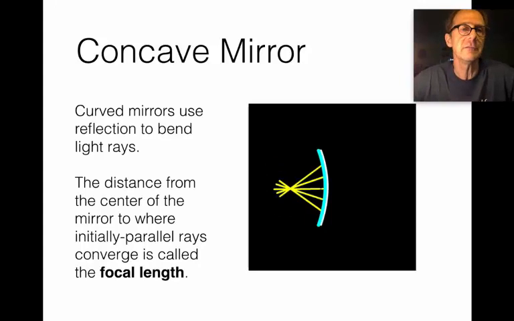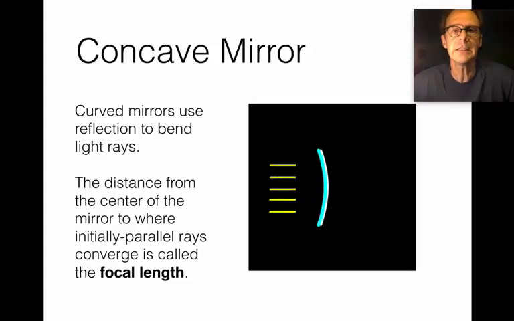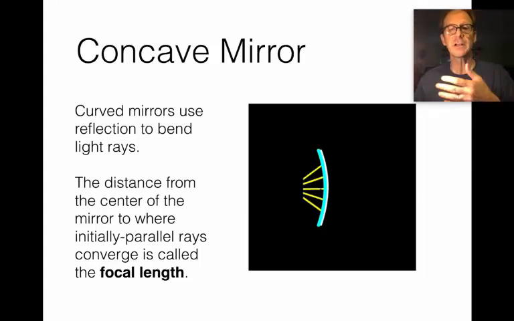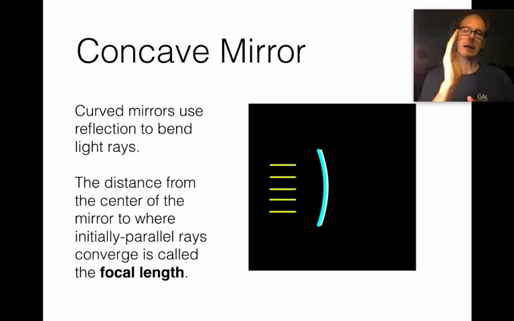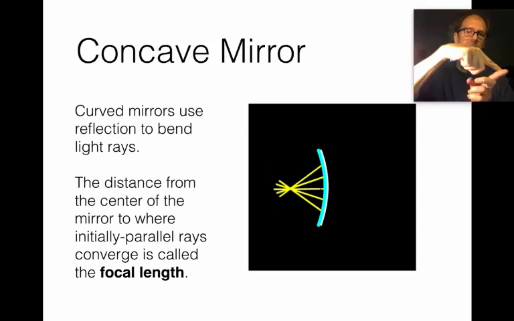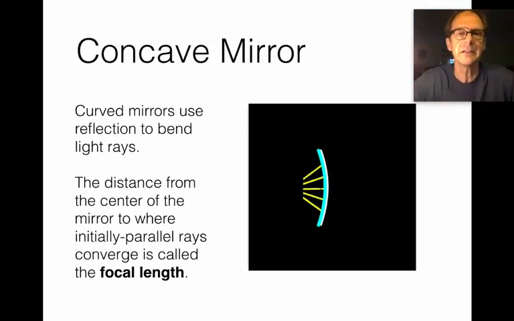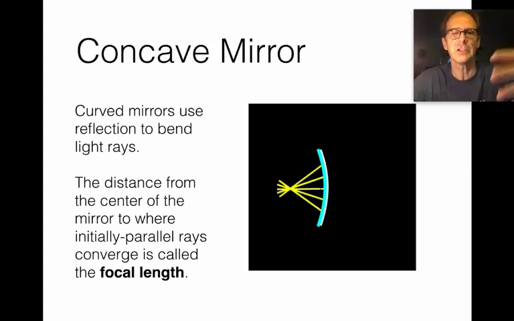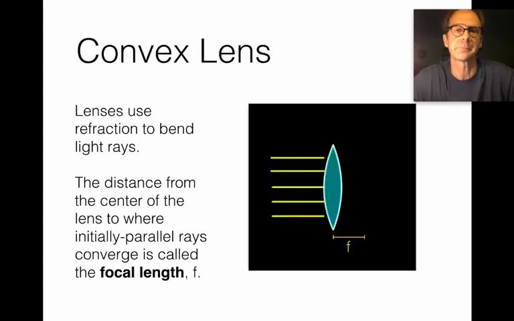Here's a concave mirror. They're bent, and light rays are coming in. Now the light rays coming in are shown to be parallel to each other, which is what the light rays would look like if they were coming from an object far away. So the light rays come in parallel, and then that concave mirror causes the rays to come together. The distance from the center of the mirror to where those initially parallel rays cross is called the focal length.